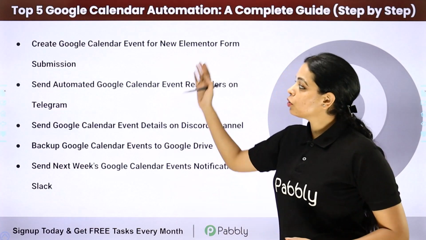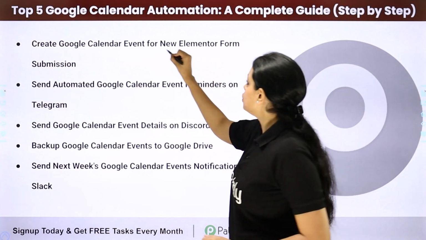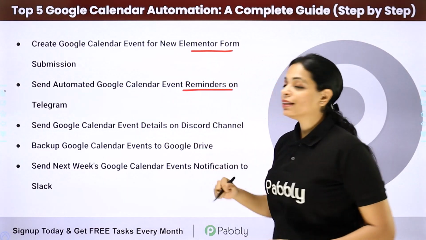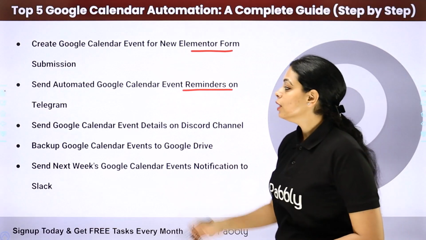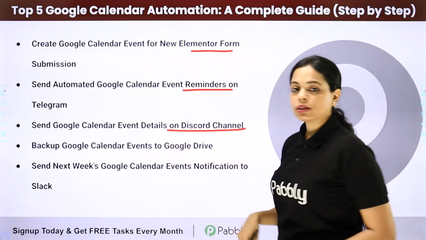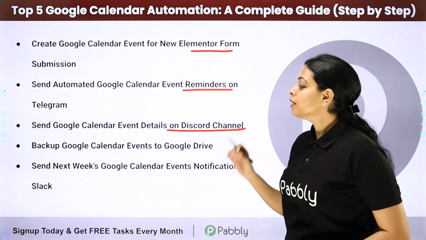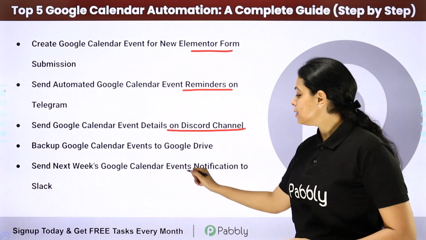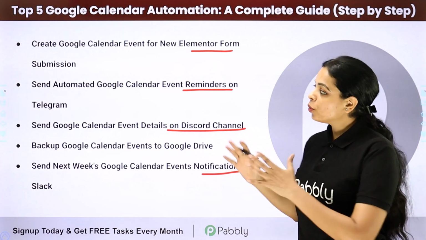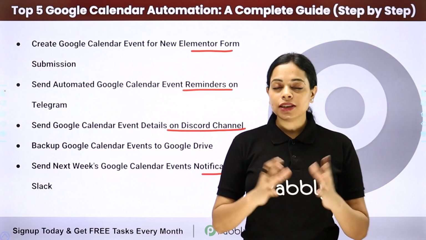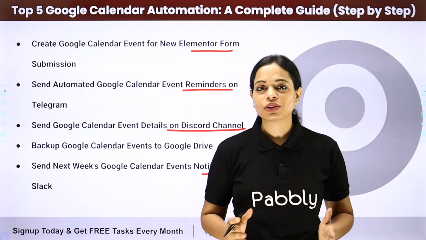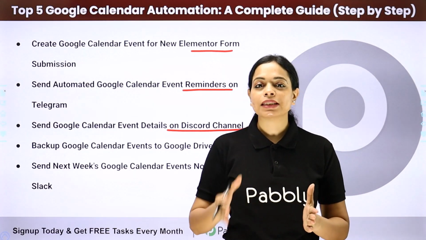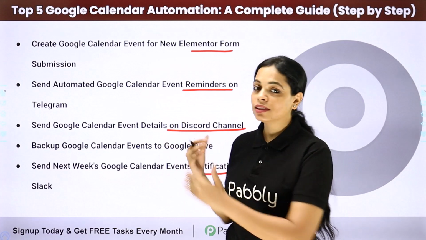So I'm going to talk about how you can create Google Calendar event for new Elementor form submission, send automated Google Calendar event reminders on Telegram or WhatsApp or Twilio, send Google Calendar event details on Discord channel or Slack, backup Google Calendar events to Google Drive, and send next week's Google Calendar events notification to Slack. Now all these things are extremely easy. So integrations can be done and this entire thing can be automated with the help of Pabbly Connect. So without wasting any time, let me show you the step-by-step guide on how you can actually process this integration.